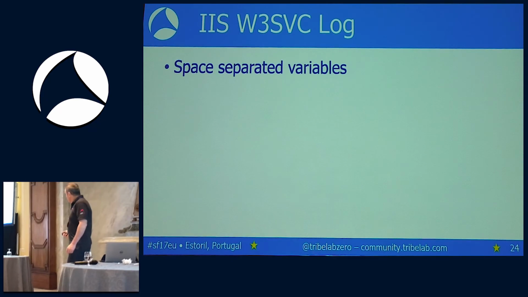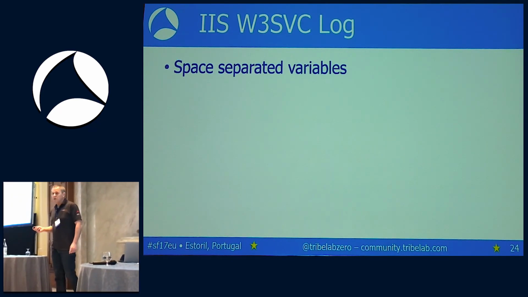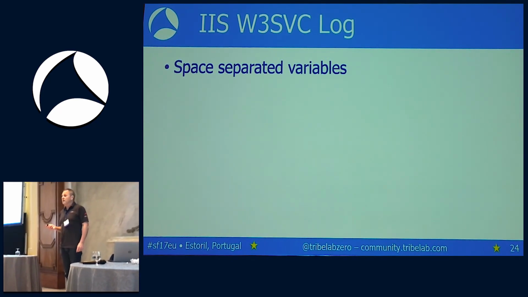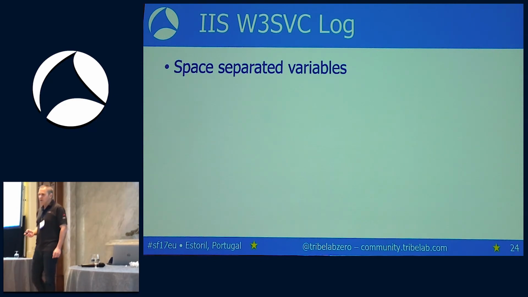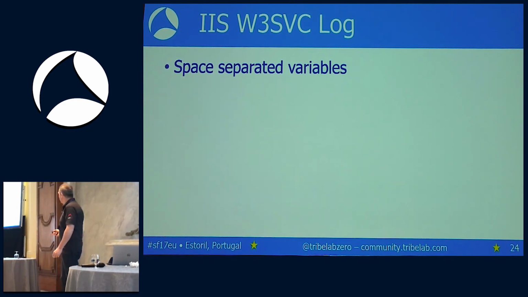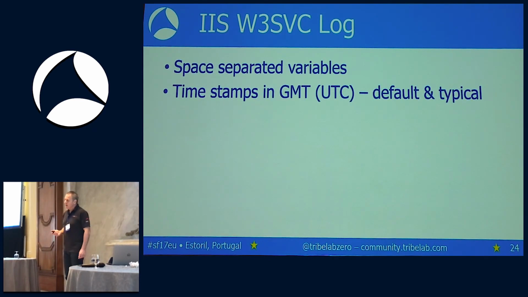So there is this log that's recorded on an IIS, a Microsoft IIS server. It's called the W3SVC Log because that's the standard log format that it's using. It's space-separated variables. The timestamp is nearly always in UTC. In fact, in all the ones I've ever looked at, I've never seen it not UTC.